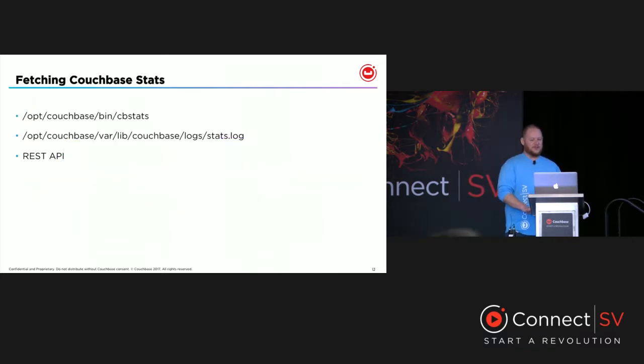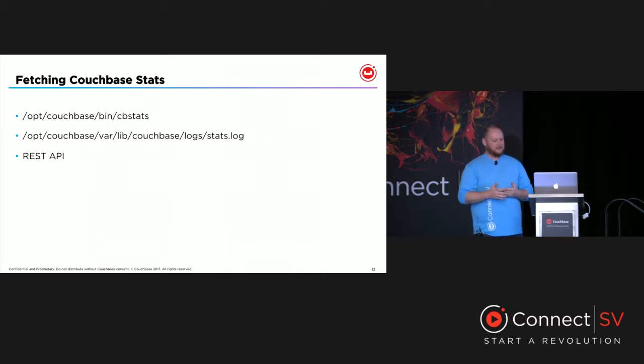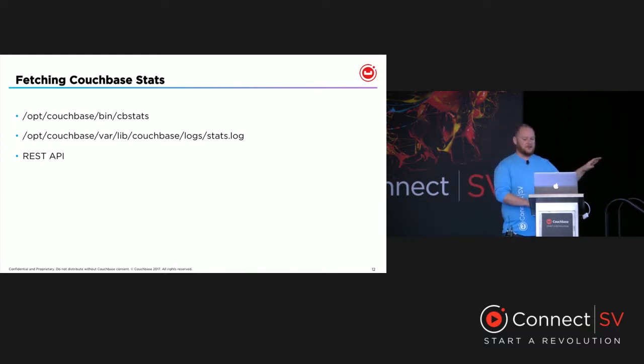In terms of fetching stats from Couchbase, we have 3 options. You can go to the command line and run the cbstats utility. You can scrape the stats.log file, or you can talk to the REST API. The only method of fetching stats when building one of these connectors that is going to be complete across all of the various APIs for Couchbase, be it key value or query or index or search, is that REST API. So that is how the Nagios plugin is structured.